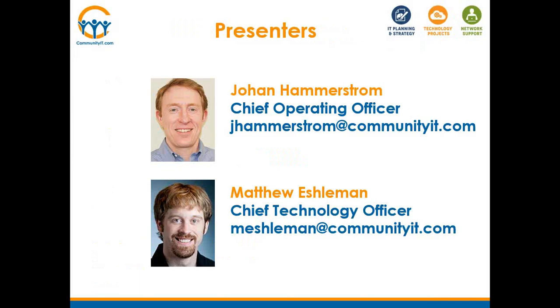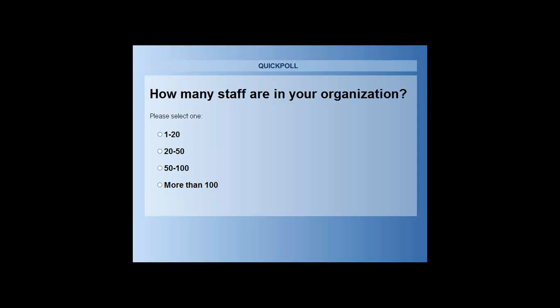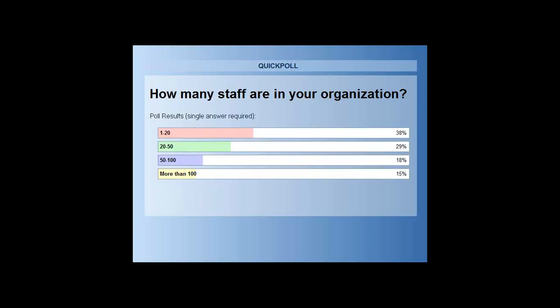Just a quick poll of the audience today. Get the responses here. So leave this open for just a few more seconds. Thanks for the response. 1 to 20 organizational size with about 30% in the 20 to 50 range. And organizational size is really one of the drivers, I think, that we see in terms of the technology choices that organizations make. So I appreciate that.